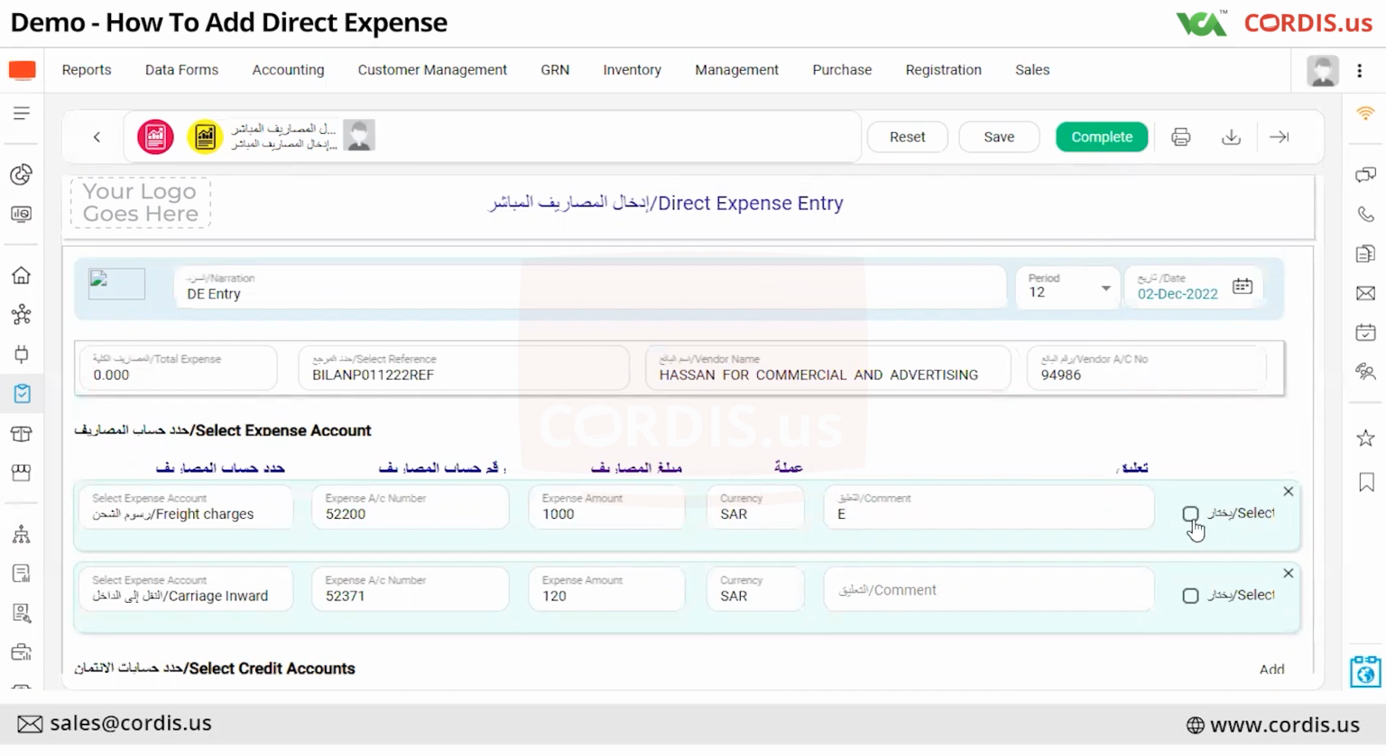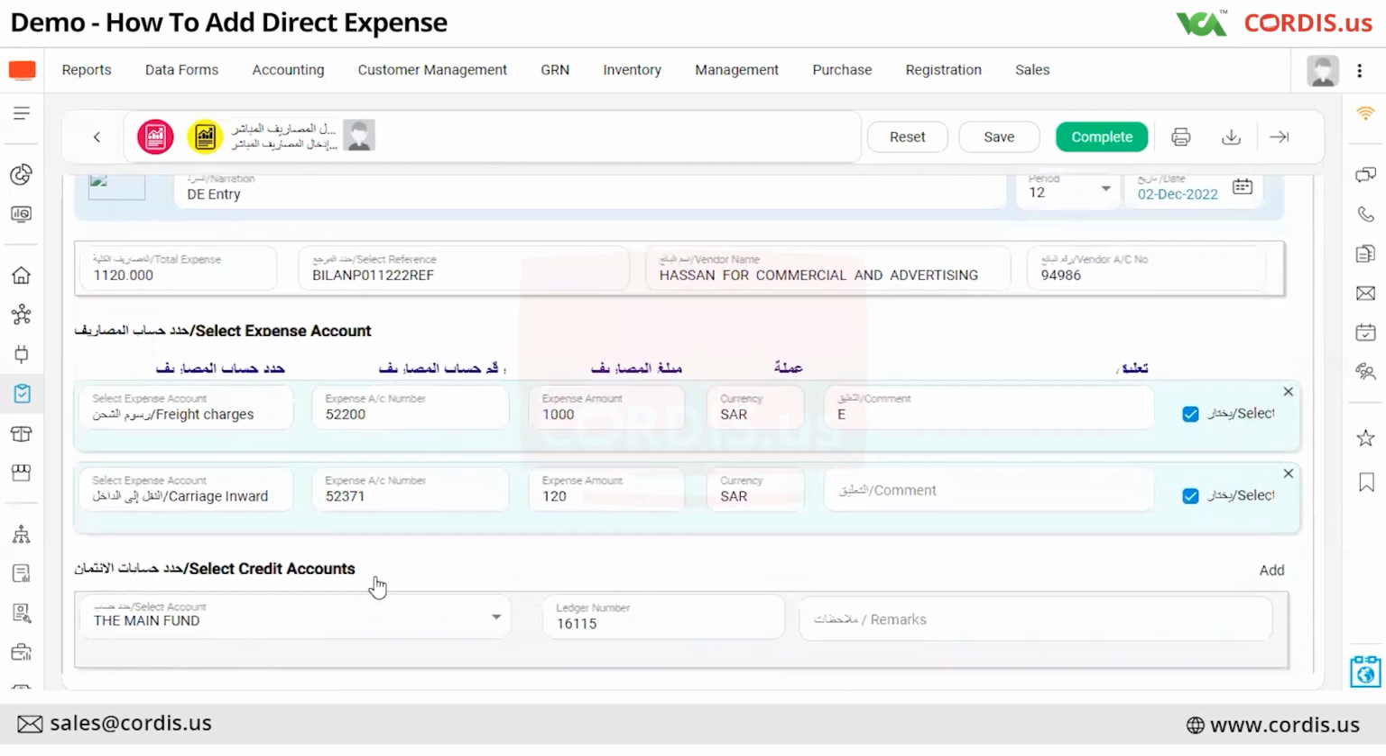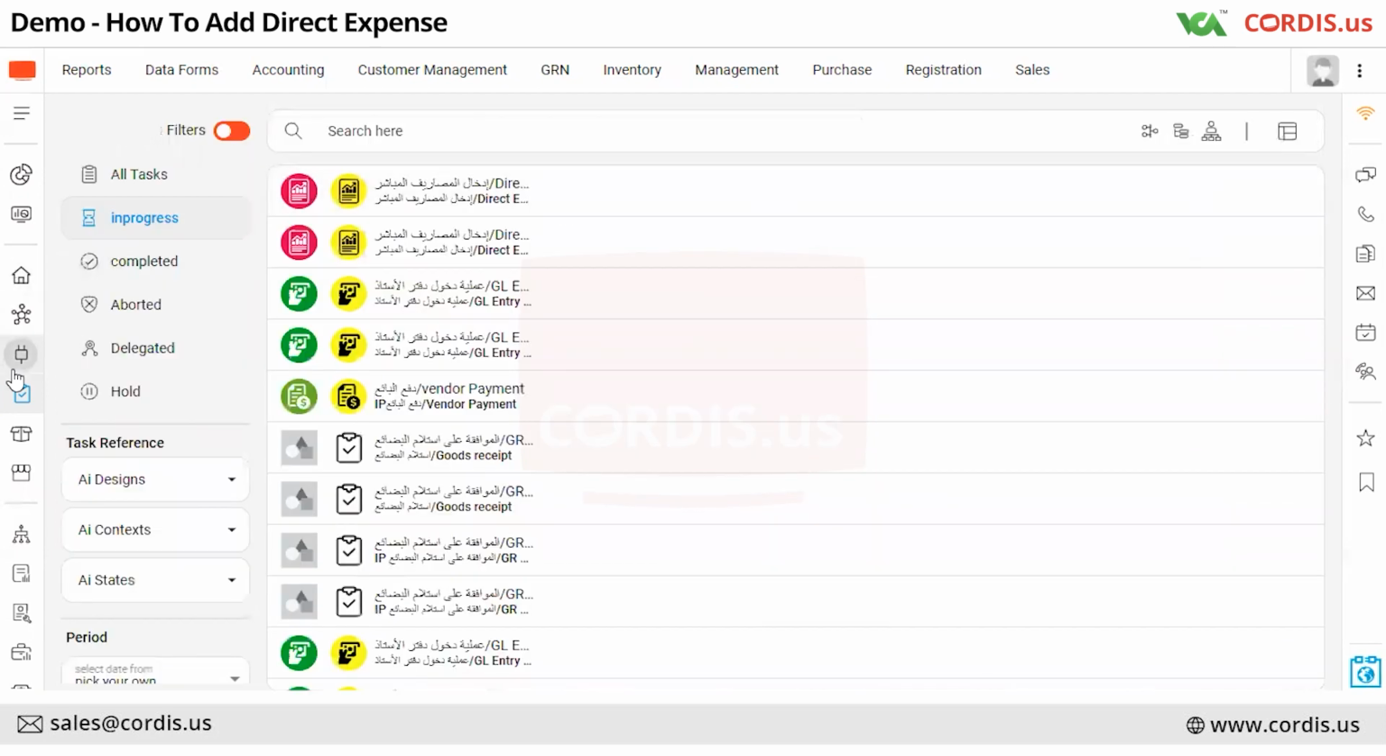Before that, we need to select these two costs. When we select these two costs, we will be able to see the total value here. This is very important. After updating all this information, we need to select it. We will be able to see the total expense, and the total expense is impacting our cash account. After updating all this information, we will be able to complete this particular entry.